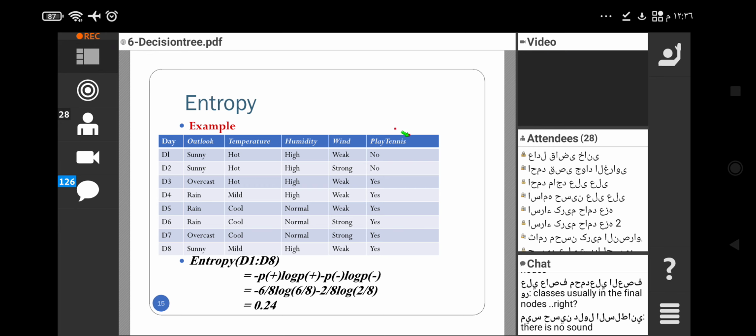Yes, in the decision tree, the classes are in the final nodes of the decision tree. Yes, that's right. You have my voice?